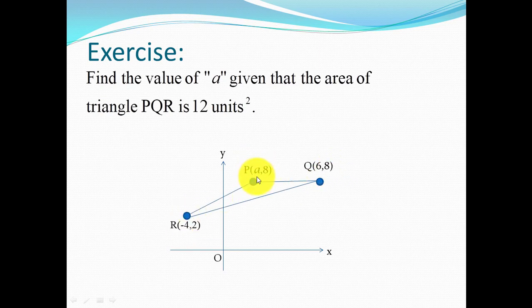I will just give you some hints on how you can solve this. First of all, you have to find the length of each segment: PQ, PR and QR. Then use the Pythagoras theorem and the area formula of a triangle. Then you can easily find the value of A.